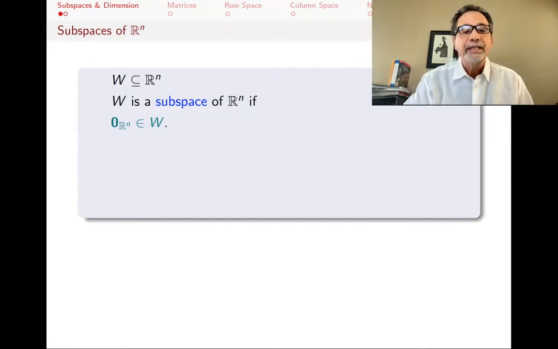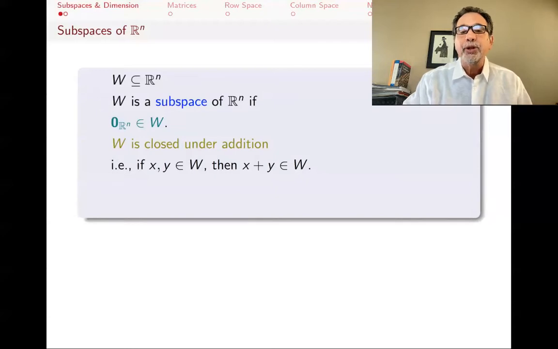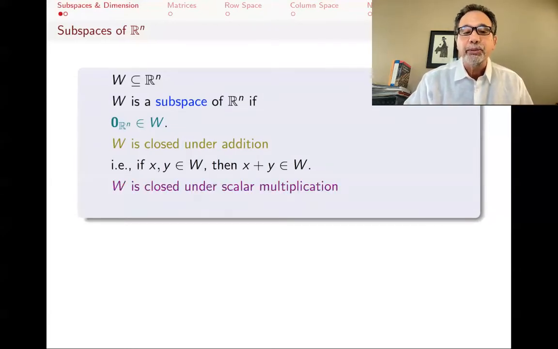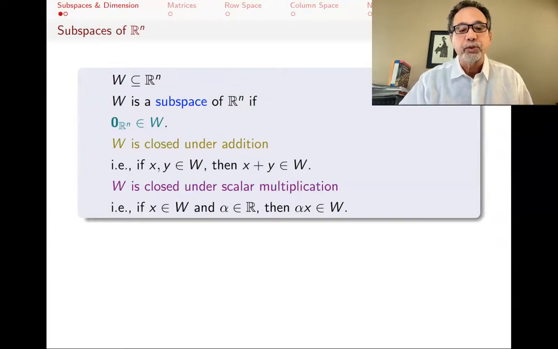is in W. Secondly, it's closed under addition, meaning that if you take two elements in W and add them, you stay within W. And it's closed under scalar multiplication. If you have an element of W and a scalar and you multiply them, you still stay within W. Watch previous videos if you're not familiar with these concepts.